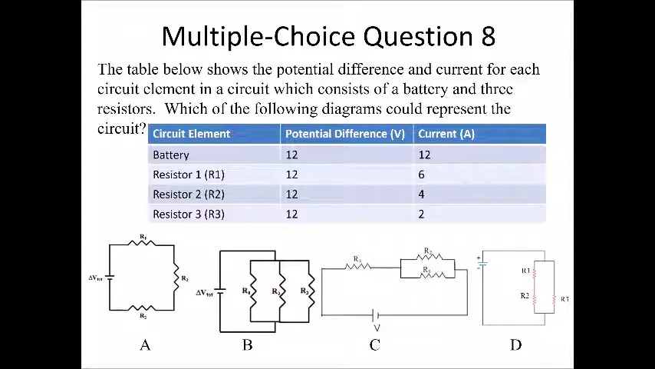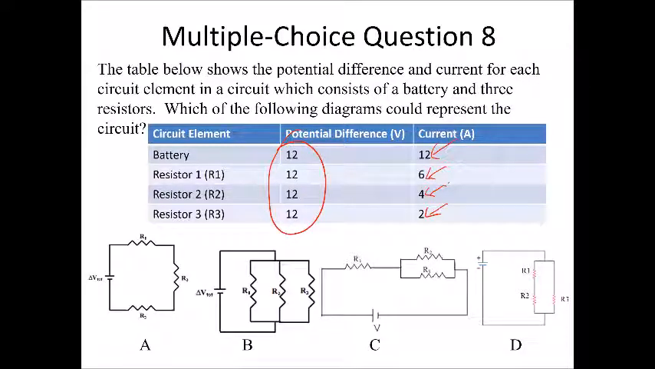Let's go ahead and look at number 8. And again, 8 looks very much like 6 and 7, but once again, we have different numbers. So in this case, we have a total current coming out of the battery of 12 amps. 6 amps go through the first resistor. 4 amps go through the second resistor. 2 amps go through the third one. Notice that all the circuit elements have the same potential difference or voltage drop.